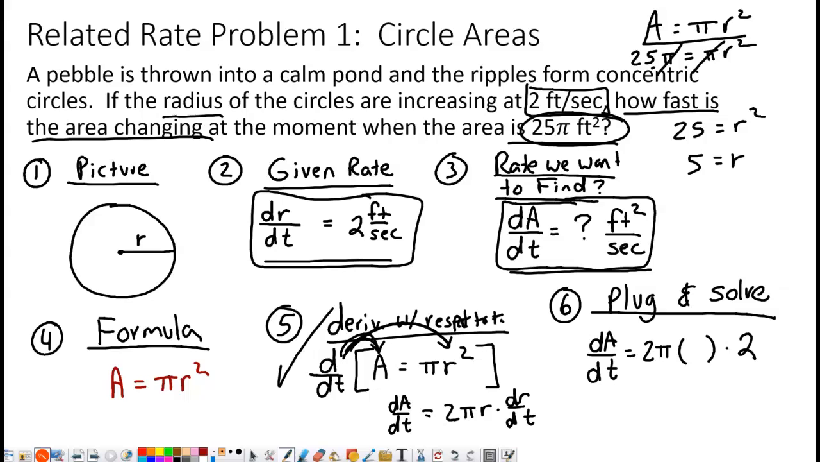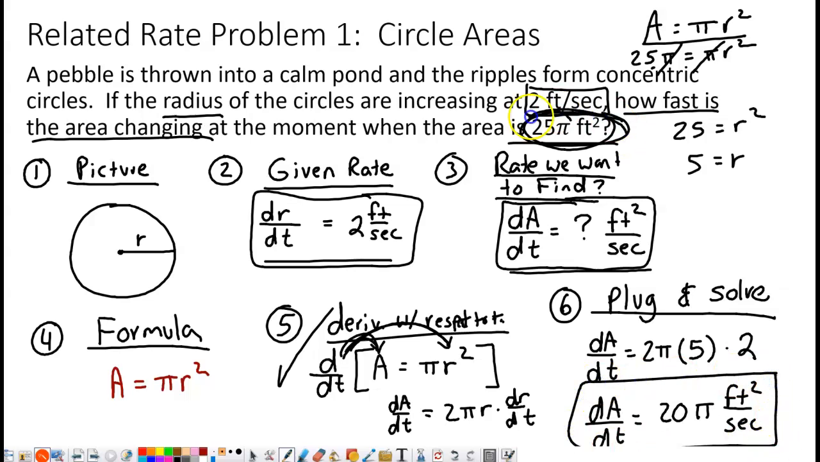So 5 is the answer. I know that my radius at the moment when the area is 25 pi would have to be 5. So if I put all this together, I'm going to have my answer. That's going to end up being 20 pi. And remember the units? They were supposed to be square feet per second. So at the moment when the area of this circle has reached 25 square feet, the rate of change of the area is 20 pi square feet per second.